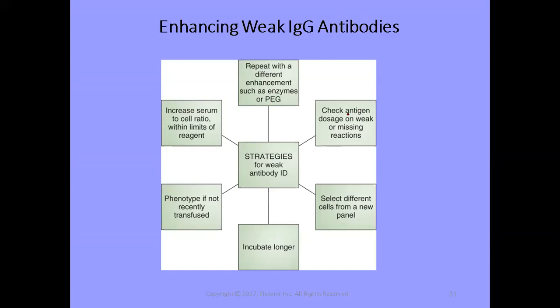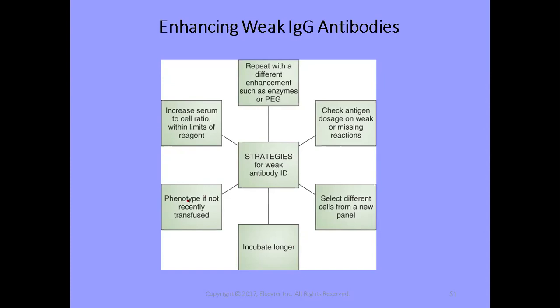We want to check for dosage on weak or missing reactions, because remember, with some antibodies, heterozygous expression of the corresponding antigen can lead to weaker reactions. Select different cells from a new panel. Incubate longer. Instead of incubating 15 minutes, maybe I want to double it up to 30.